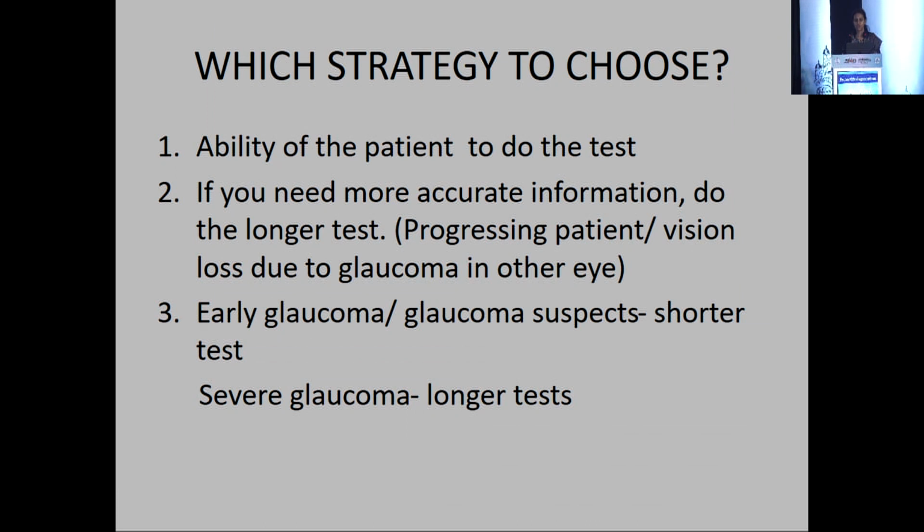Which strategy to choose for your patient depends upon the concentrating ability and the age of the patient. And if you need more accurate information, such as if you see the patient is progressing or there is vision loss due to glaucoma in the other eye, it's better to go for the longer test. In eyes with early glaucoma and glaucoma suspects, you can go with SITA Faster.